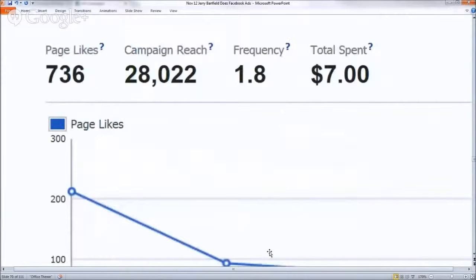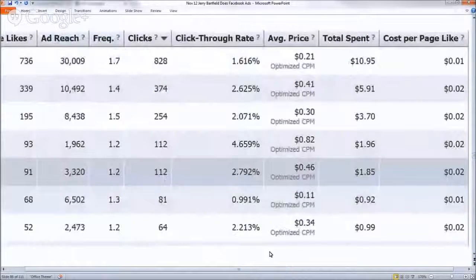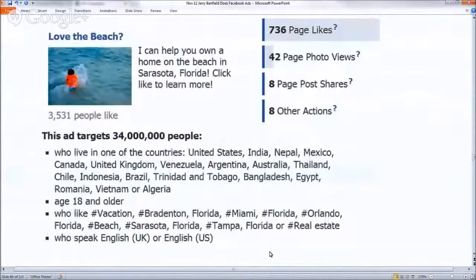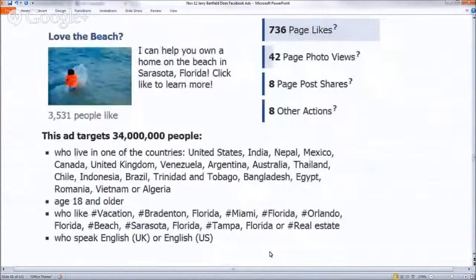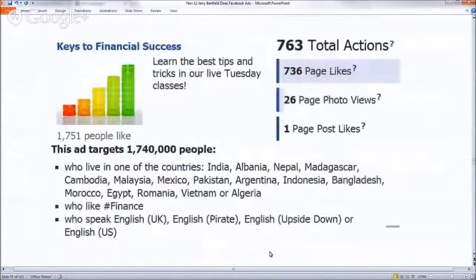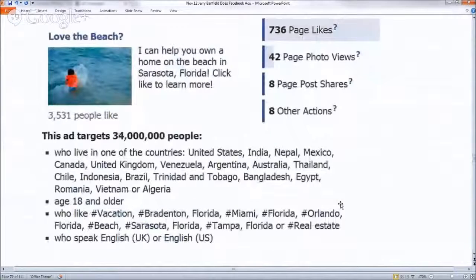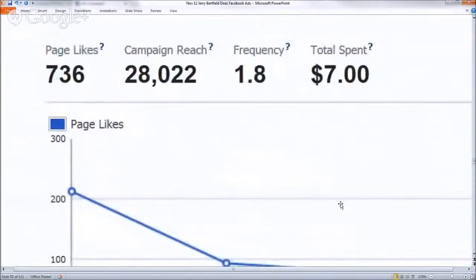Actually, a correction. This was his ad campaign above. Well, they both got exactly 736. That's funny. You can see he got a lot more photo views than the other guy did. All right, anyway, moving on.